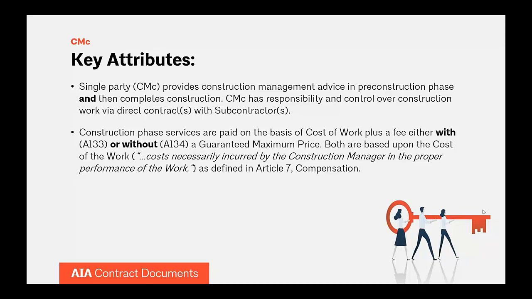There are two pricing options available under CMC. There's one that caps the owner's cost exposure through a guaranteed maximum price, or GMP. The cap cost proposal uses the A133 Owner Construction Manager Agreement. And when the pricing option is a pure cost of the work with no cap, the A134 agreement is used. We'll be discussing the A133 and A134 agreements a little bit later. Next.